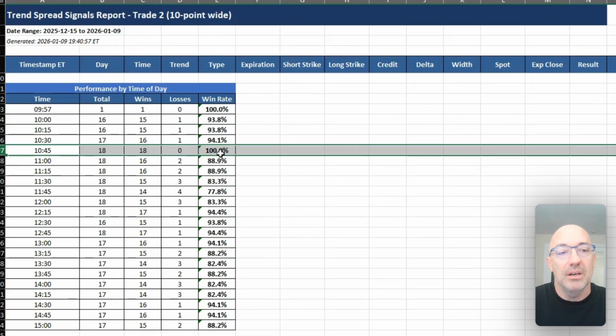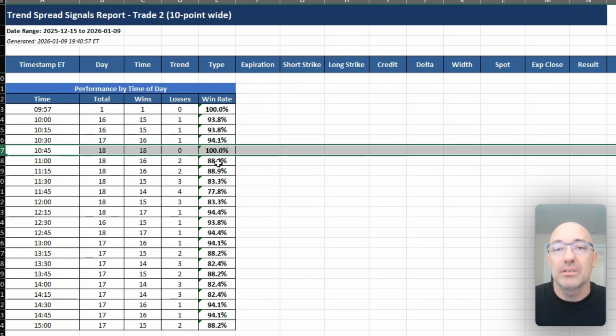This is still running 100% win rate over the last 18 trading days. Whether or not it's a put spread or a call spread doesn't matter. These are combined. So if the trend was bearish at that time, you might get a few call spreads. If it was bullish, you get a few put spreads. This is a combined amount. So 18 trades. Now, let me just say right now, the 100% win rate is not going to last forever.